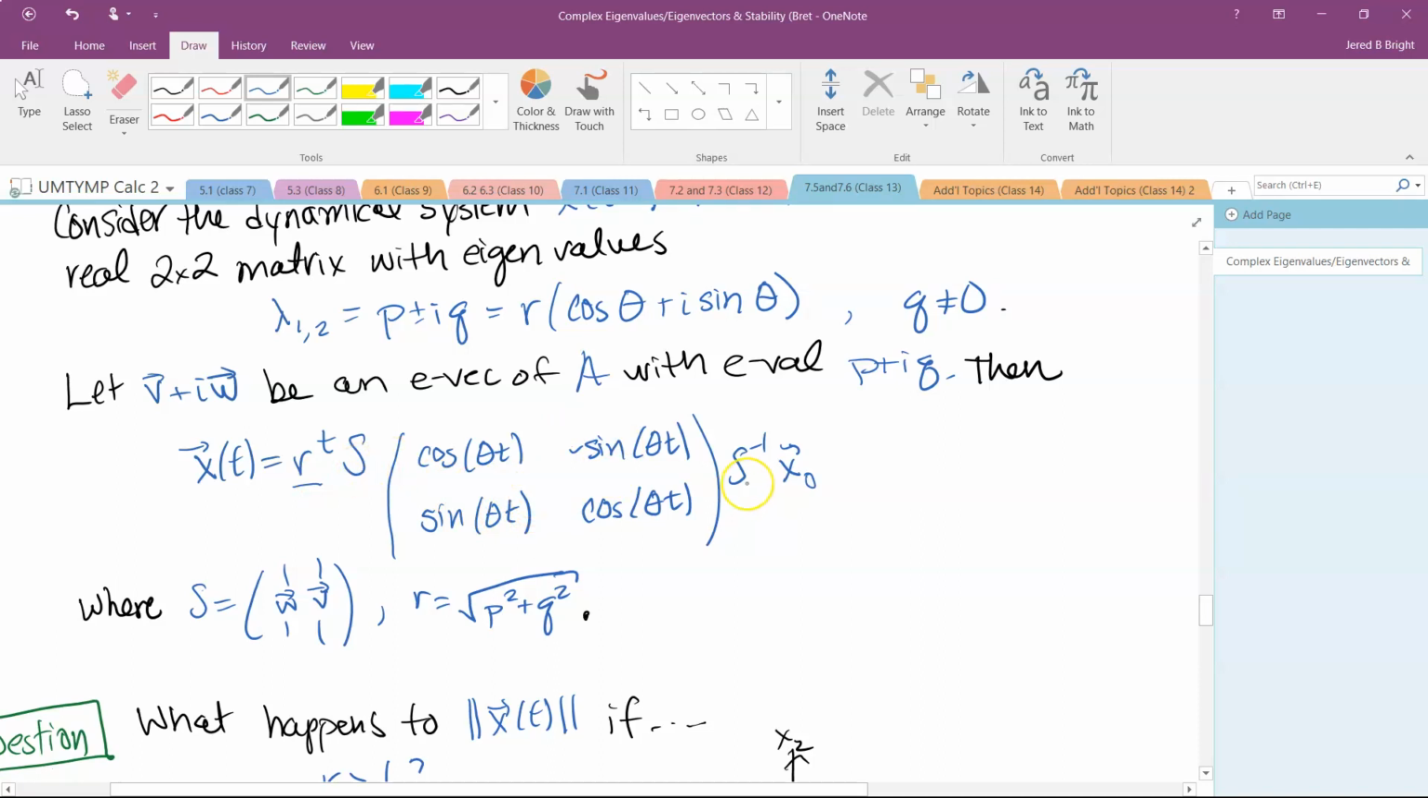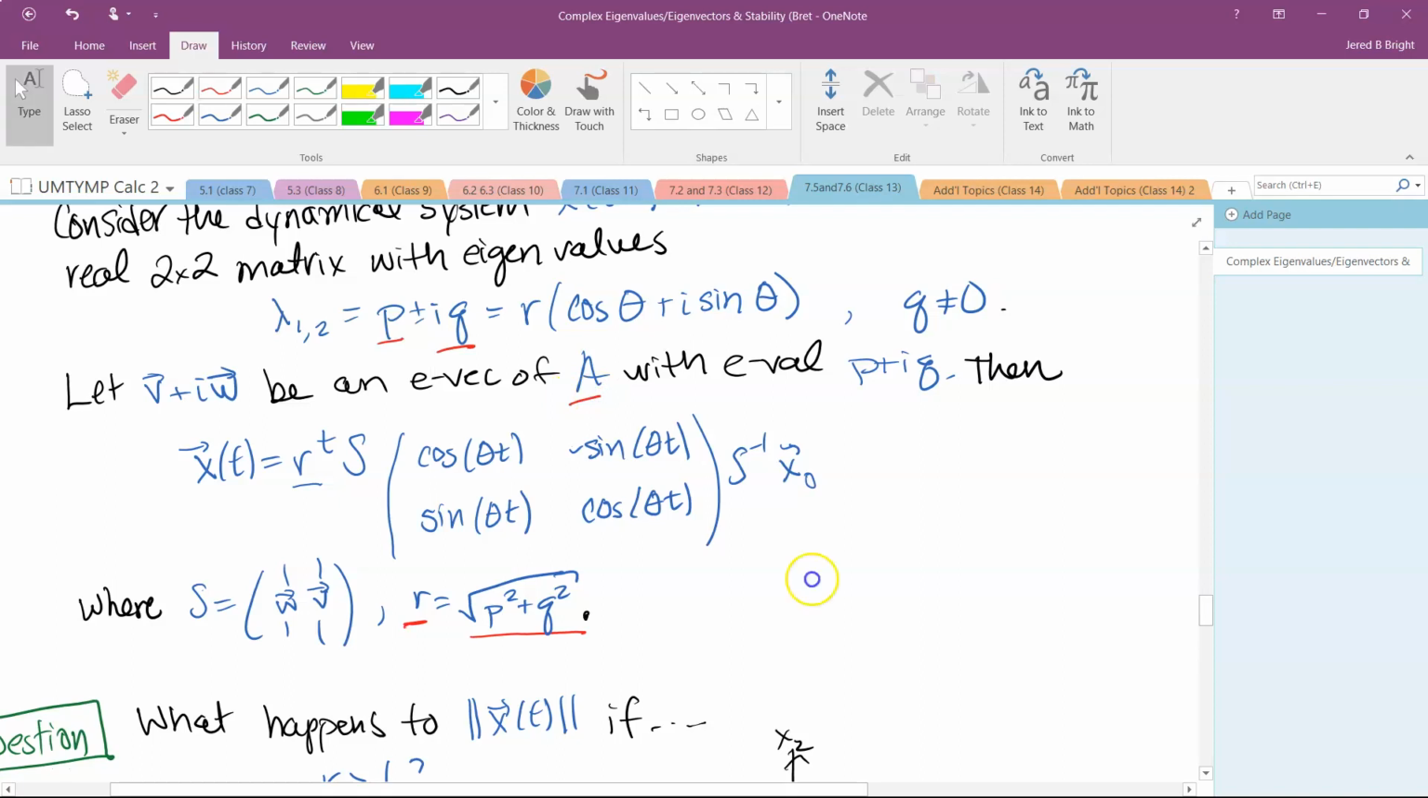S and S inverse we've already discussed, so that notation we already know. R, where we get r, it's the square root of p squared plus q squared, and those, if you can remember, are the real and imaginary parts of your complex eigenvalue. Why do they change from A and B? Probably because we have a matrix A and they didn't want to confuse you.